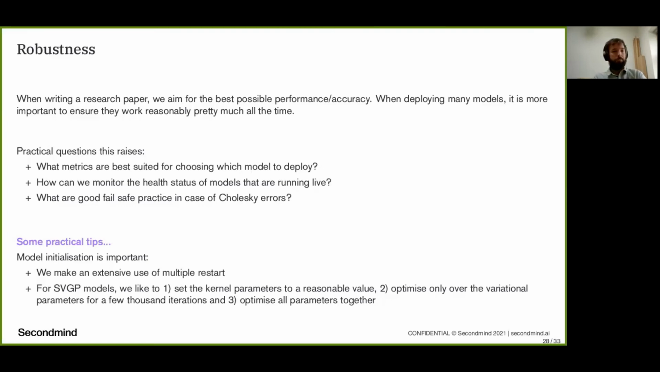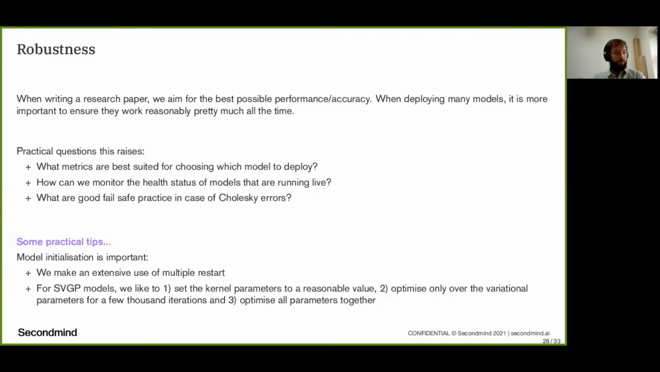Some practical tips. Model initialization has a huge effect on robustness. We use a lot of multiple restarts. We test at random a few configurations of the model, then we pick the best one and start our gradient descent from there.